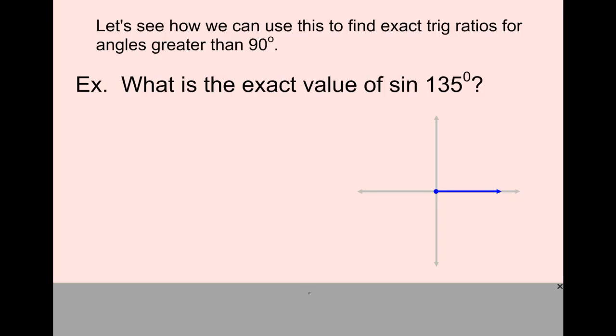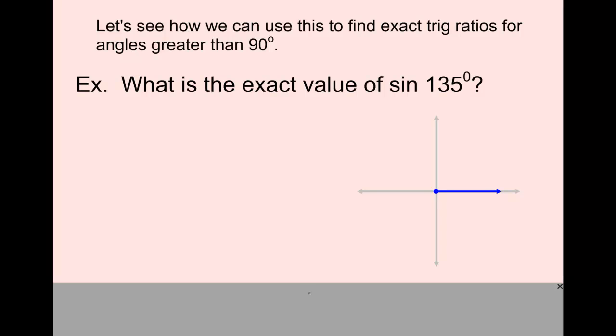So that was an example of using an angle that's in standard position on an xy plane and figuring out its trig ratios. But let's look at angles that could be greater than 90 degrees. And to do this, we'll use our exact values that we got for our special angles in the previous lesson. So we're going to start with this question: what is the exact value of the sine of 135 degrees?